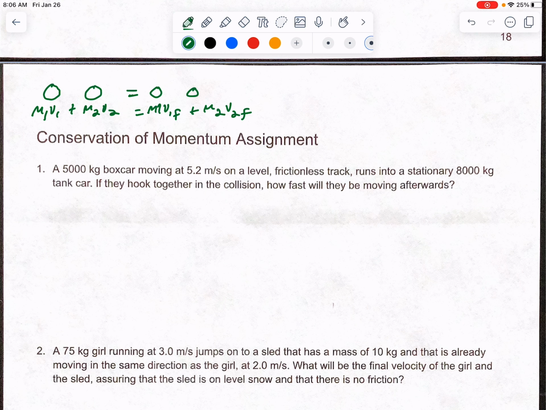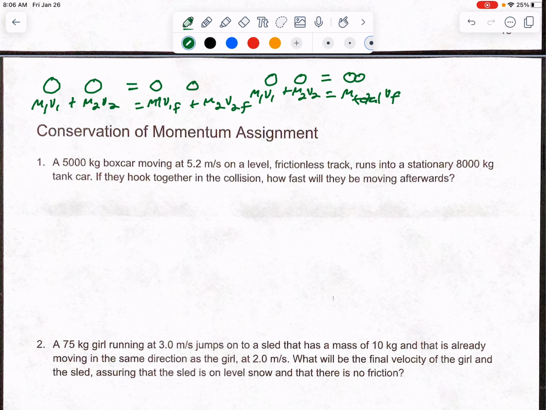Your type 2 would be something like this, where you have, let's just say, a ball and another ball come together. They hit, and now they stick, and they're together as one. So your equation would look like this: m1v1 initial plus m2v2 initial equals m total. It's one mass now and one final velocity. So that'd be your type 2.